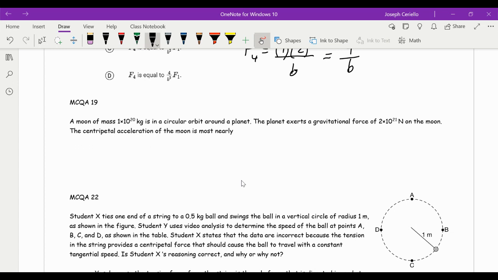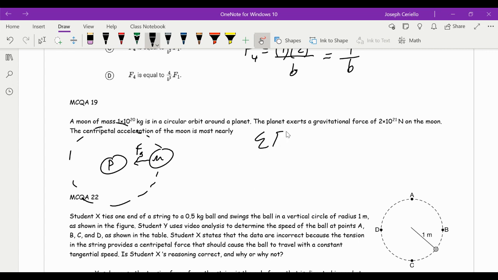So this one might seem complicated, but overall it's not too bad. You just have to draw a little picture of what's going on here. So there's a lot of planet stuff in this unit. We're not really there yet, but here's a planet and here's the moon. You don't really need to know the planet stuff to answer this. So the only force acting on the moon right now is the force of gravity to the planet. So in this case, that is the agent of the centripetal force.